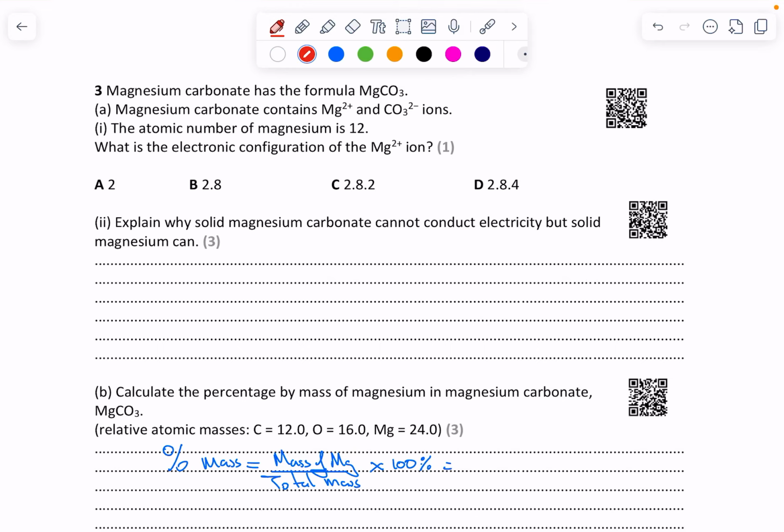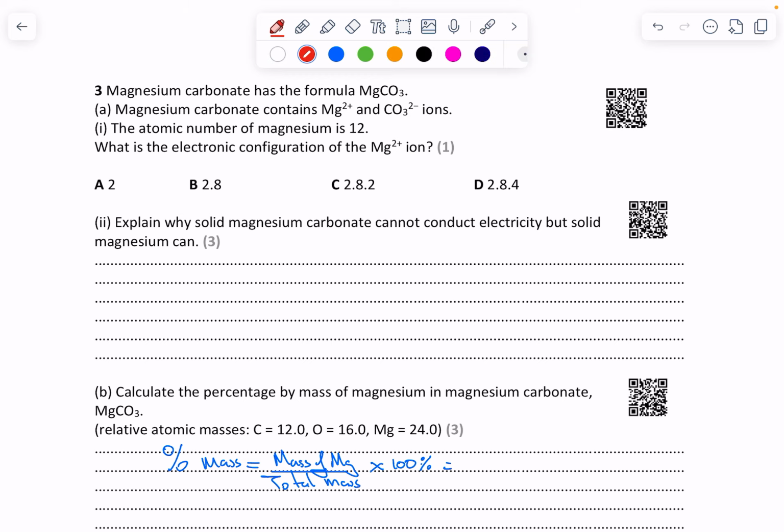Okay, in this question, we're told that magnesium carbonate forms these ions, Mg2+ and CO3 2-. The atomic number of magnesium is 12. What is the electron configuration for the ion?